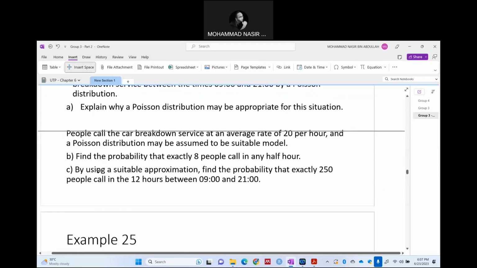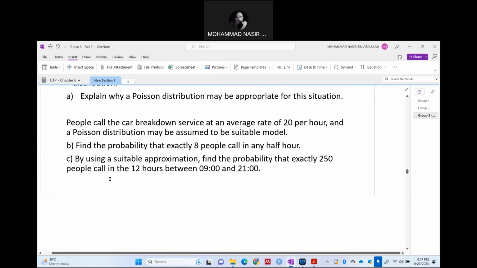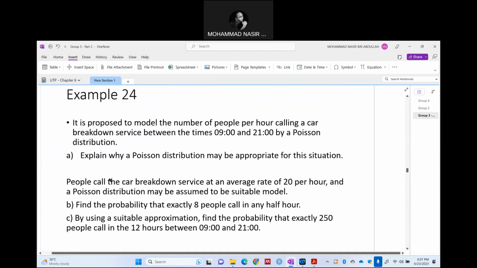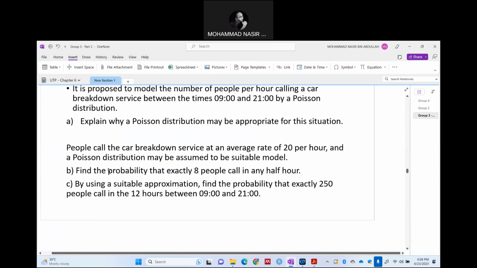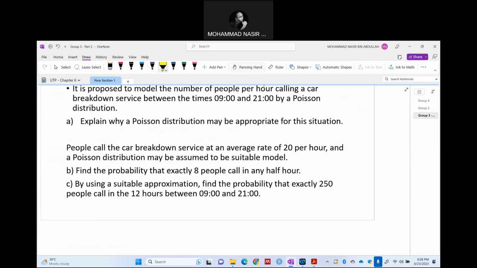Right, example 25. It is proposed to model the number of people per hour calling for a car breakdown service between 9 a.m. to 9 p.m. by Poisson distribution. Explain why Poisson distribution may be appropriate for this situation. You explain: we are using the average rate per hour, and the people calling may be independent and random, and we have a consistent average rate per hour. That is the reason why the Poisson distribution may be appropriate.